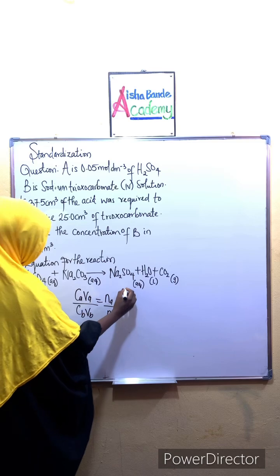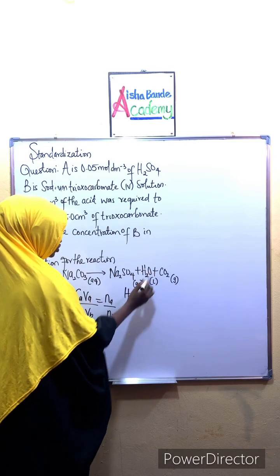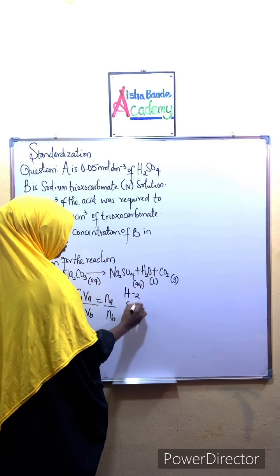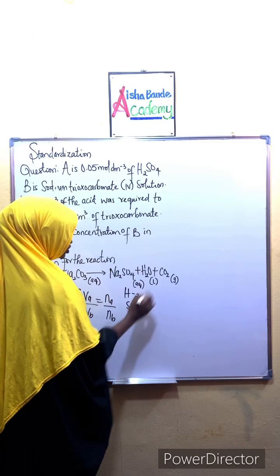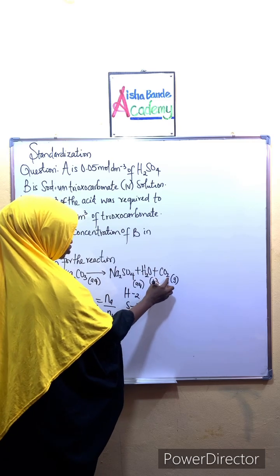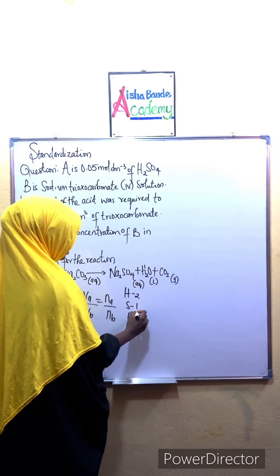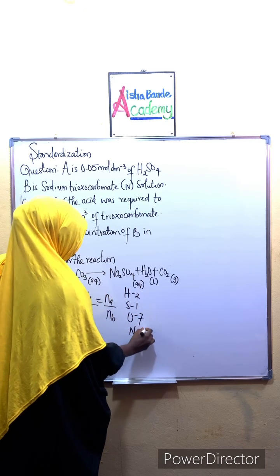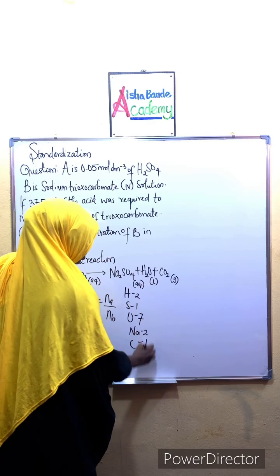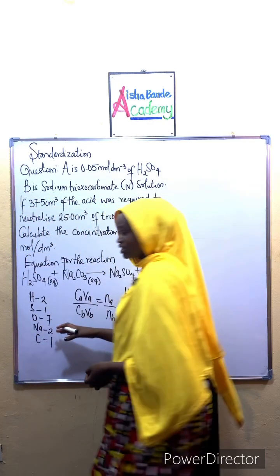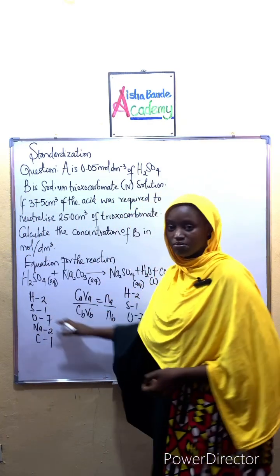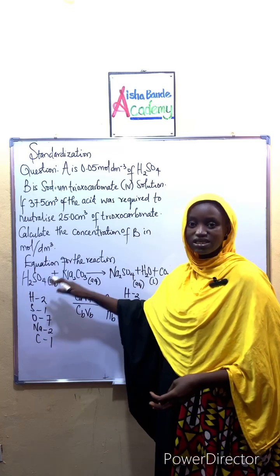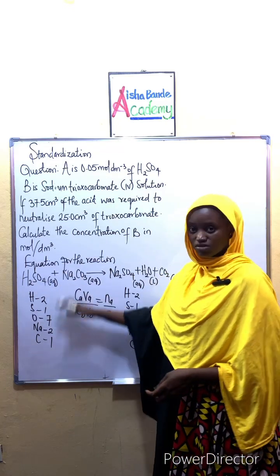Let's go to the product side. The hydrogen here is 2, sulfur is 1, oxygen is 1 plus 2, that is 3, plus 4, 7. Then the sodium is 2, while carbon is 1. So as you can see, both on the reactant and the product side, all the elements are balanced. So this means we have a balanced chemical equation, and we can move on.